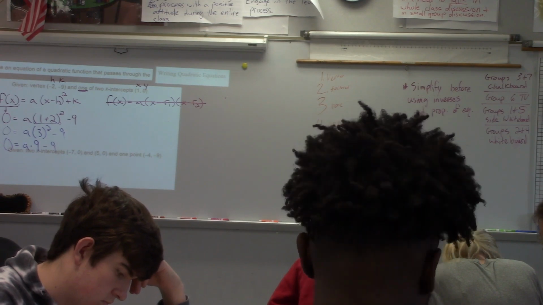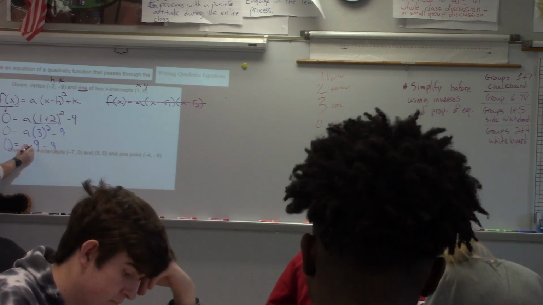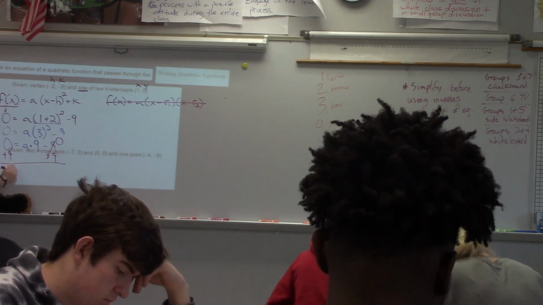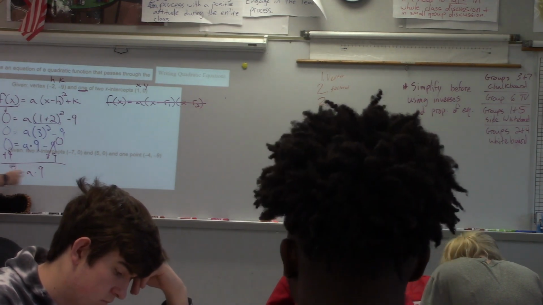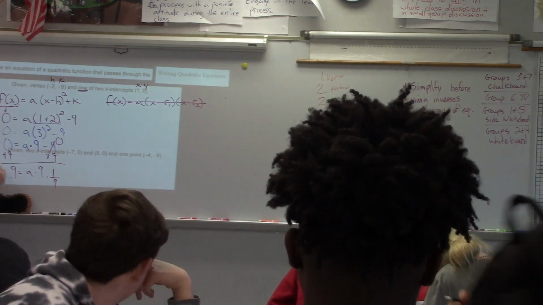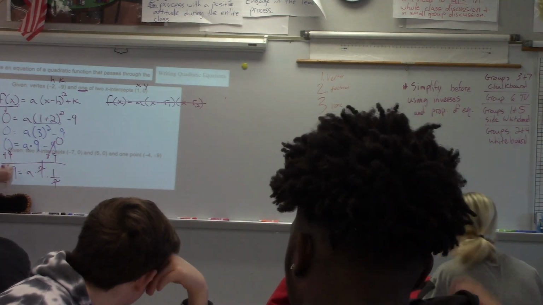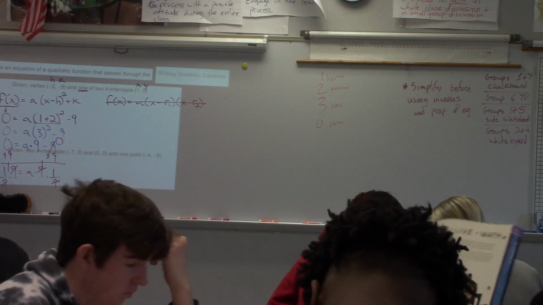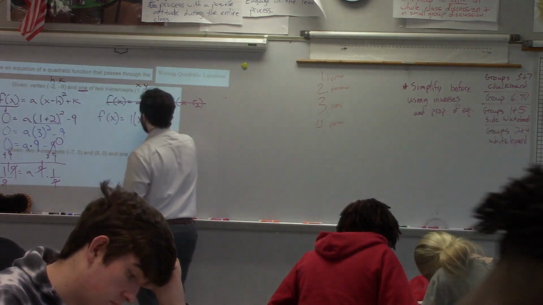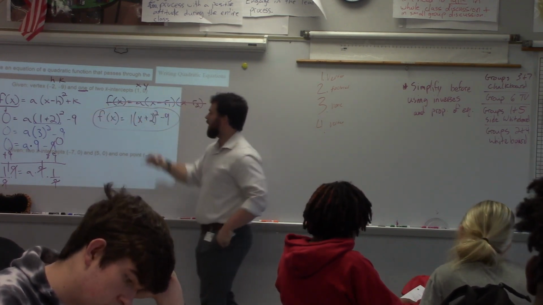What am I going to do? I would say, can I do 9 minus 9? No, because that's being multiplied, so I can't add 9 to create a 0. Negative 9 is equal to a times 9. What's going to undo that multiplication? Division. I'm going to divide by 9. 9 divided by 9 is 1. This 9 divided by 9 is also 1. So what is a equal to? 1. So a is 1, times x plus 2 squared minus 9. There is that quadratic equation.